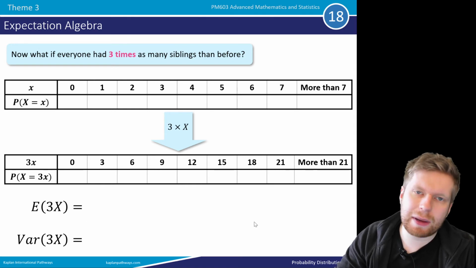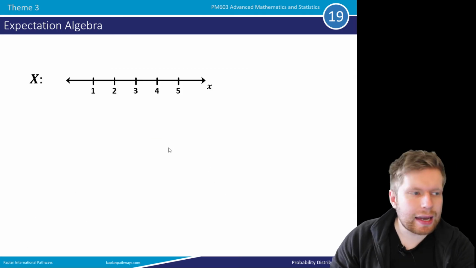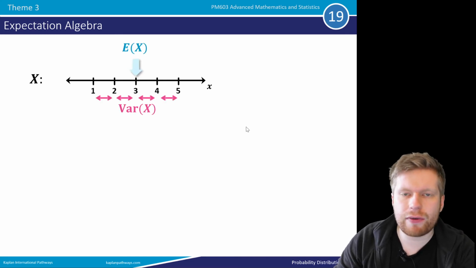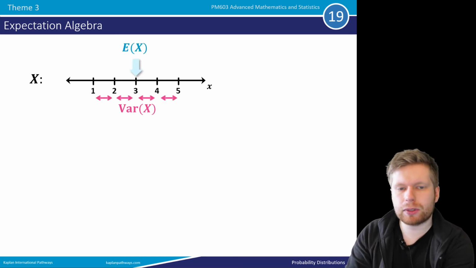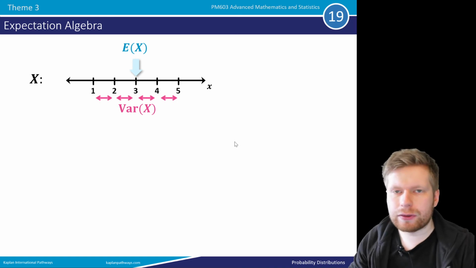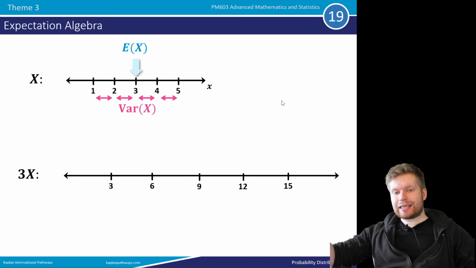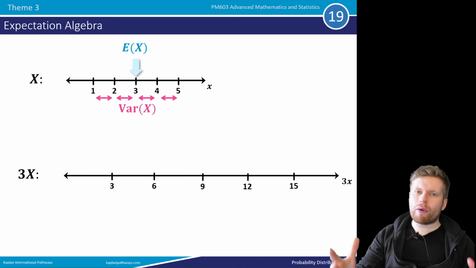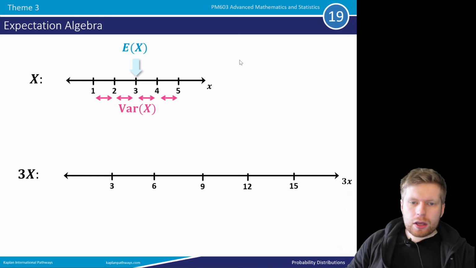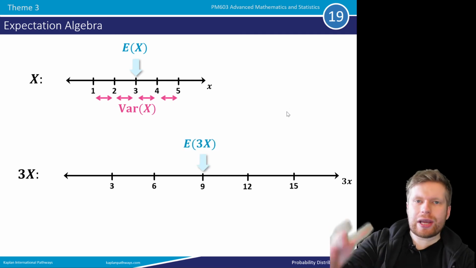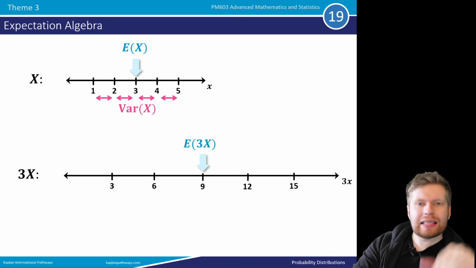So I want to work out what the expectation and variance is here. Well, again, here are my outcomes, 1, 2, 3, 4, 5. Let's suppose my expectation is here, and my variance, again, is that measure of spread, okay? Well, what happens if we multiply by 3? Well, effectively, all of these numbers end up 3 times as far away from the origin as they were before. So what happens to the expectation? Well, guess what? That also ends up 3 times as far away from the origin as it was before.